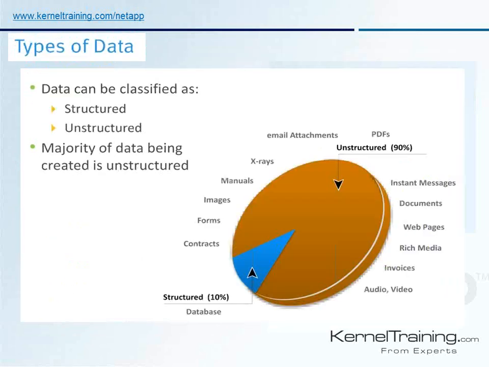So we can classify data into two types: structured data and unstructured data. So what is structured data? The data which you store in a database, that is in the RDBMS format, in rows and columns, which you store using Oracle or SQL or DB2 or MySQL or MongoDB. Different types of databases you use to store the data.